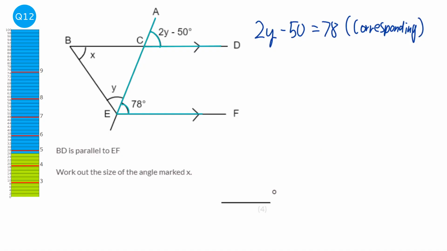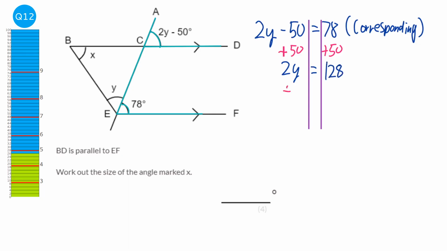Now here we've got an equation and we want to solve it. We'll go first of all add 50 to both sides. So we've got 2y equals 78 plus 50, which would be 128. And then we're going to halve both sides, or divide by 2. So we've got 64. So we know that y is 64. And so we look back at the diagram to find out how we'd work out x.